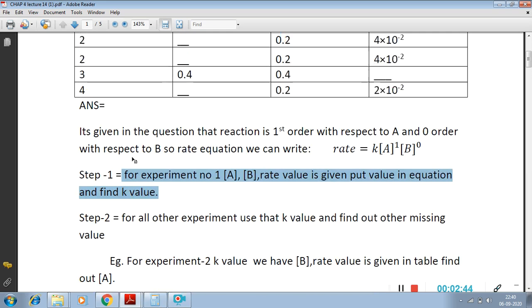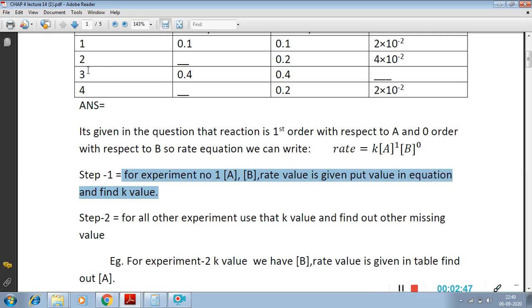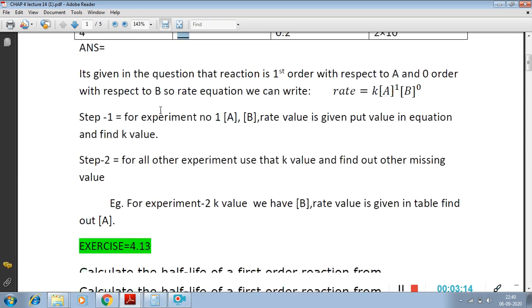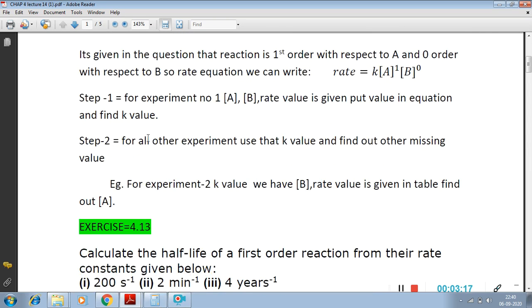Now for the other experiments, experiment number 2, 3 and 4, one value is missing in the table. You can see in the table one value is missing. Now we have found out the K value. Use that K value and find out these three values separately. So in the second step, for all other experiments use the K value and find out the other missing values.